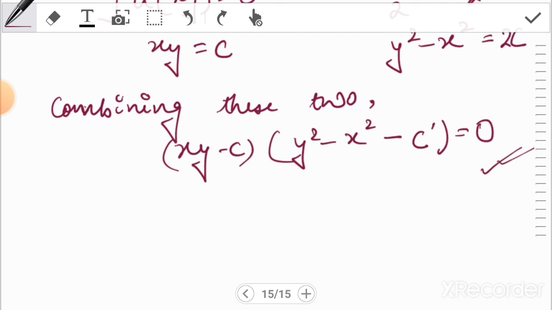We will learn applications of differential equations in the next lecture, and then we will solve problems on differential equation. Keep preparing. Thank you.